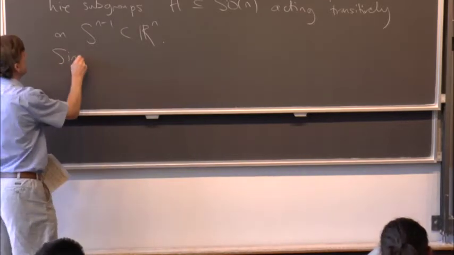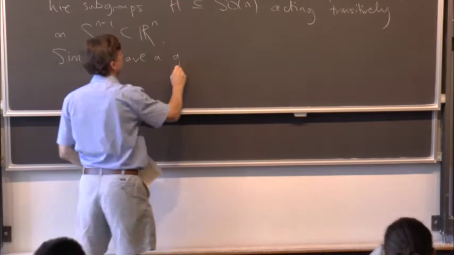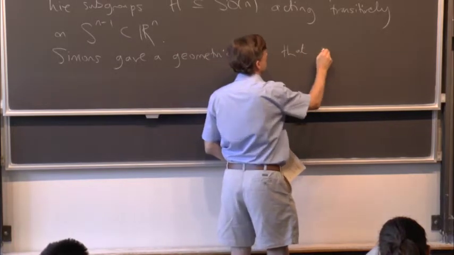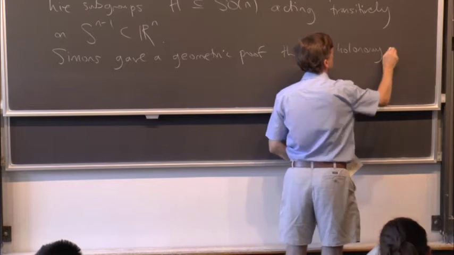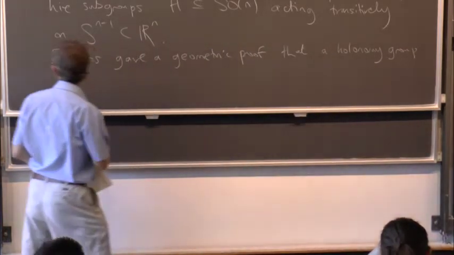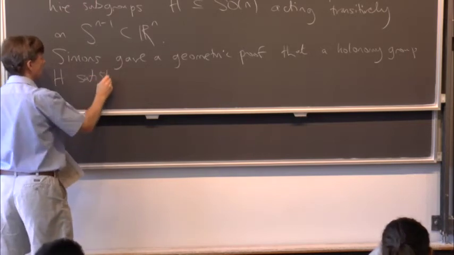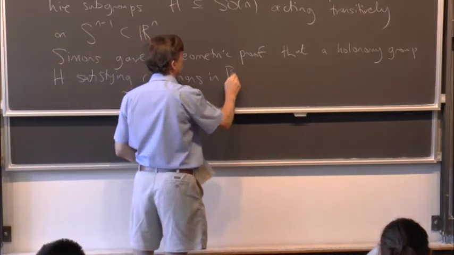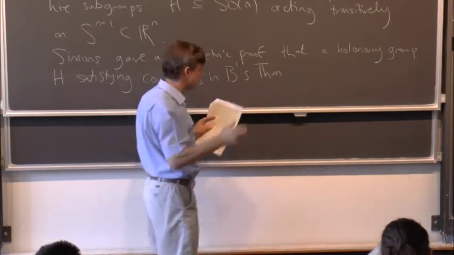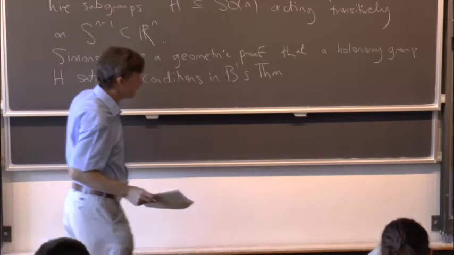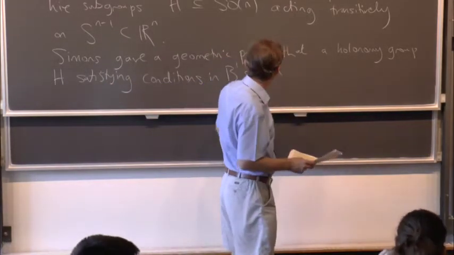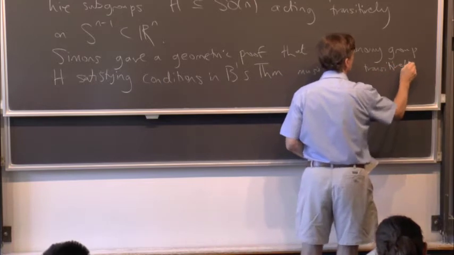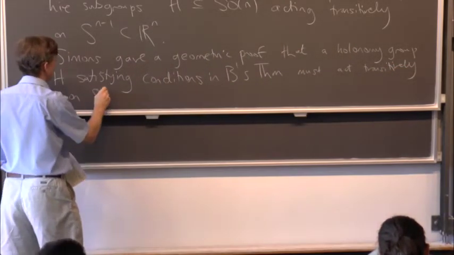So Simons basically gave a geometric proof that a holonomy group H satisfying the conditions in Berger's theorem, that is, the manifold simply connected, the metric irreducible and non-symmetric, must act transitively on S^(n-1).